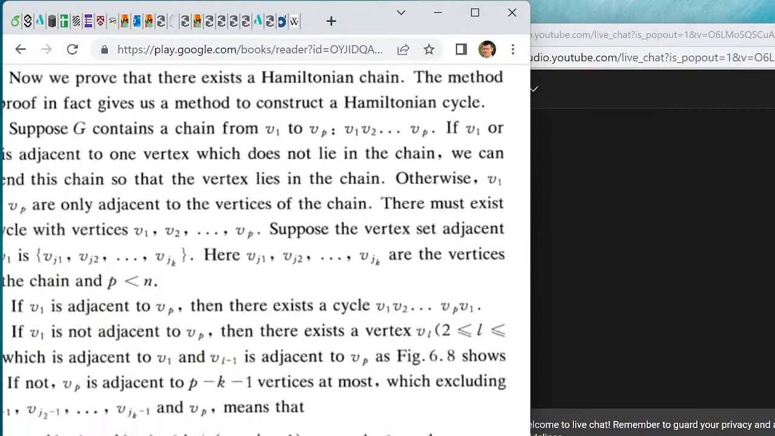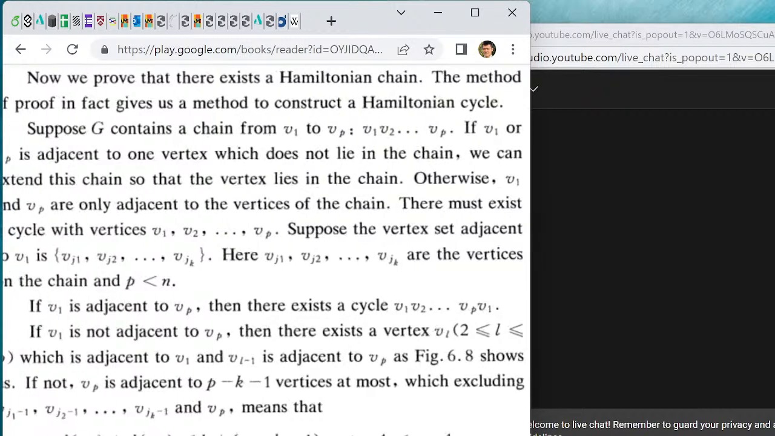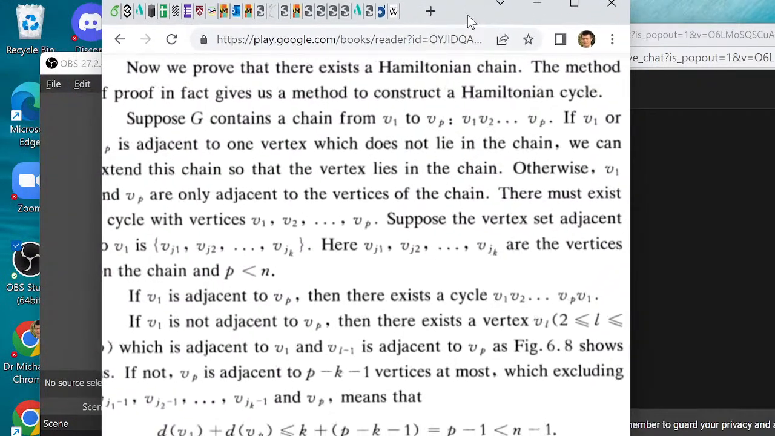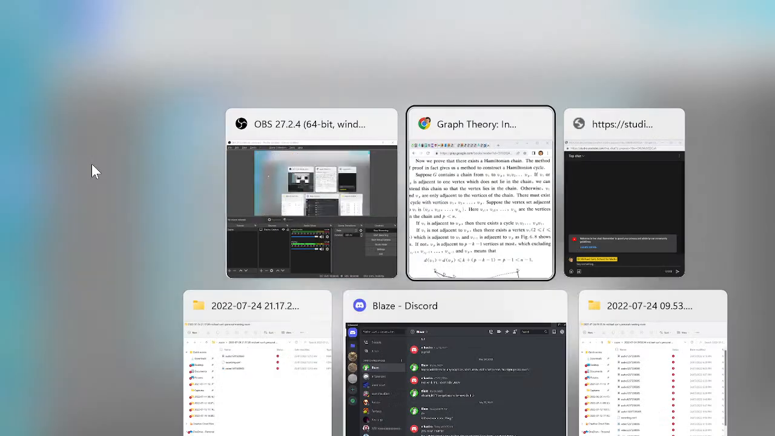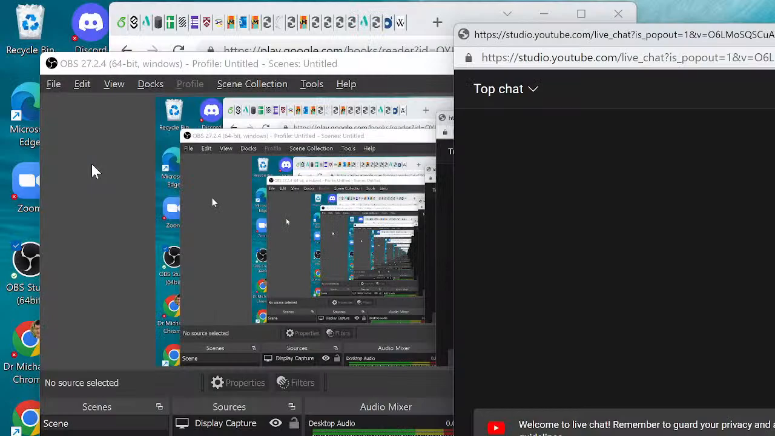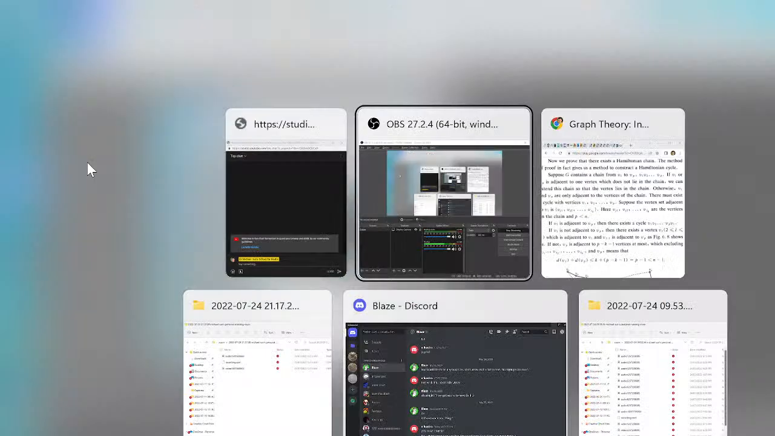Okay, now we prove that there exists a Hamiltonian chain. Actually, maybe this is too far left to be seen. We'll go in the middle here. Where's the YouTube thing? It doesn't matter.